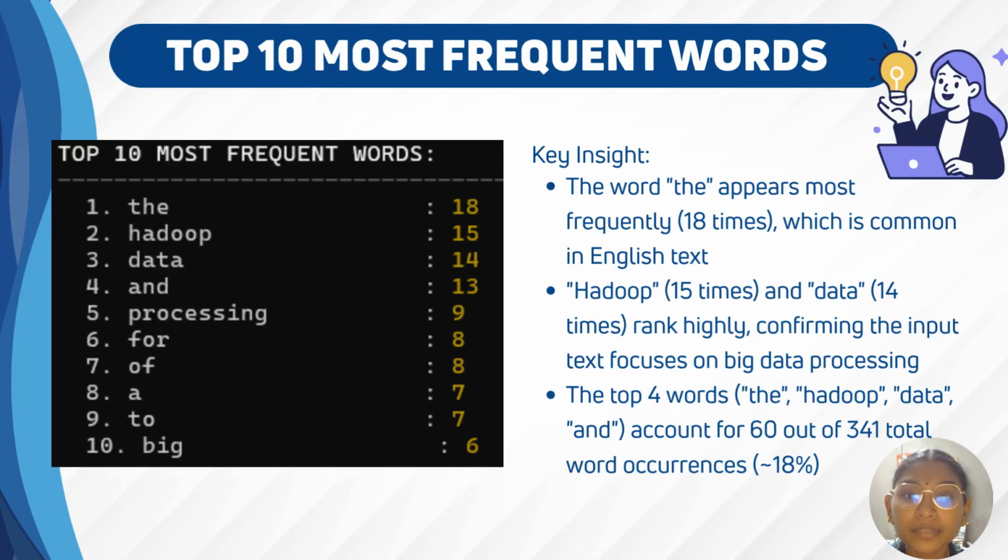Here are the top 10 most frequent words. The appears 18 times, which is expected in English text. More importantly, Hadoop appears 15 times and data appears 14 times. This confirms that our input text focuses on Hadoop and big data processing. The top 4 words alone account for nearly 18% of all word occurrences.